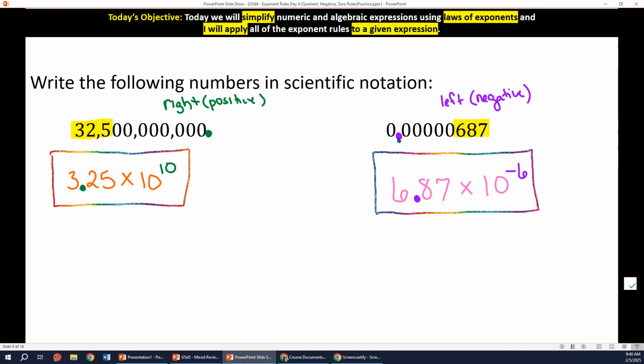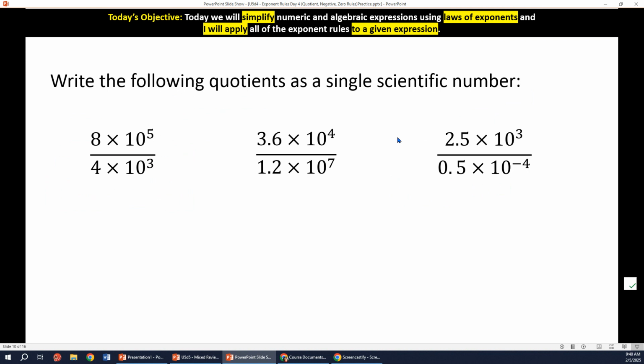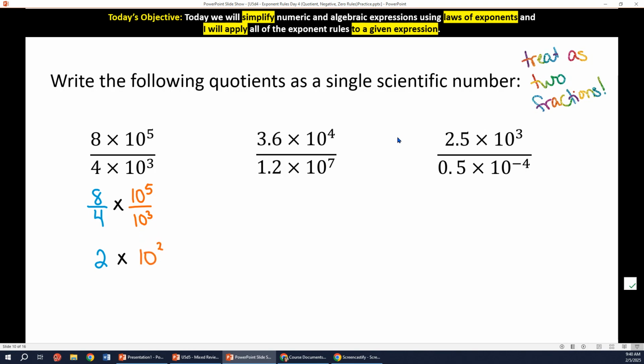Sometimes you're going to be asked to simplify quotients of scientific notation, like this one. When I do this, I think of it doing it just like we did with the grouping. If I had 8 times 10 to the 5th and 4 times 10 to the 3rd, I'm going to group these together and treat them as two separate fractions. So I'm going to have my 8 over my 4 times my 10 to the 5th over 10 to the 3rd. And then I'm going to reduce them separately. So 8 divided by 4 is going to give me 2. And 10 to the 5th over 10 to the 3rd, I'm going to apply the quotient rule that says subtract, and that's going to give me 10 to the 5 minus 3 is 2. So that's the first one.